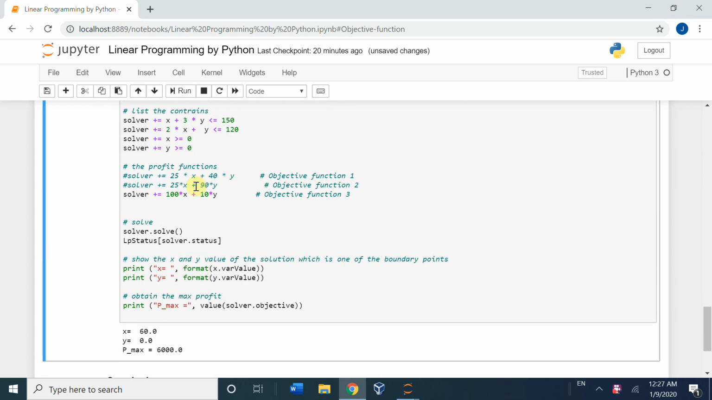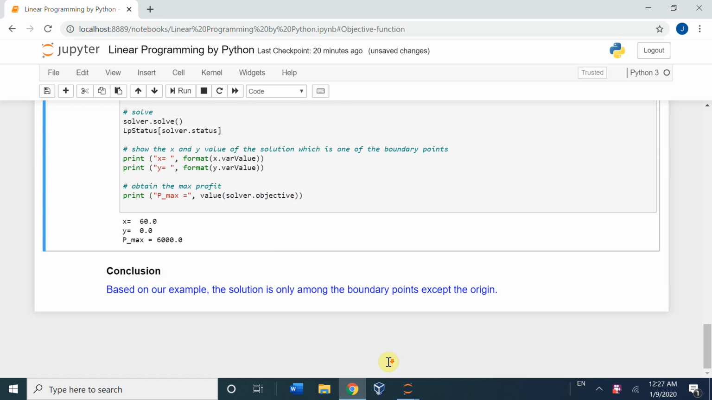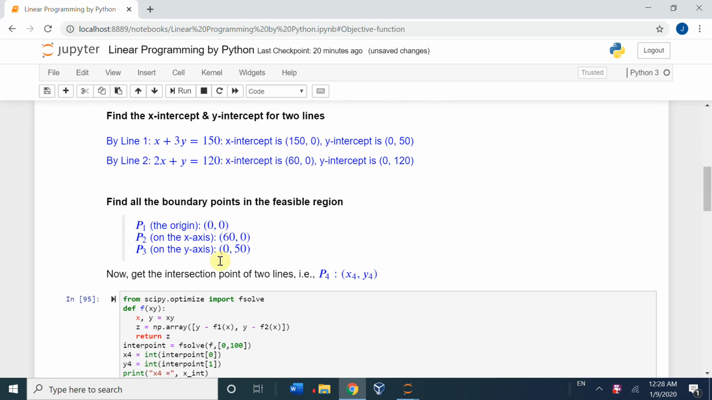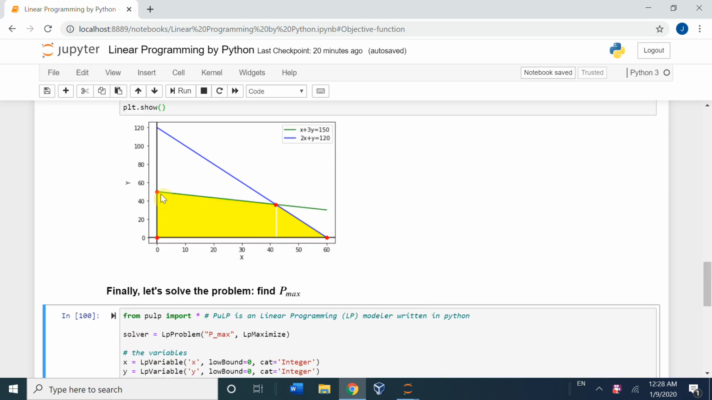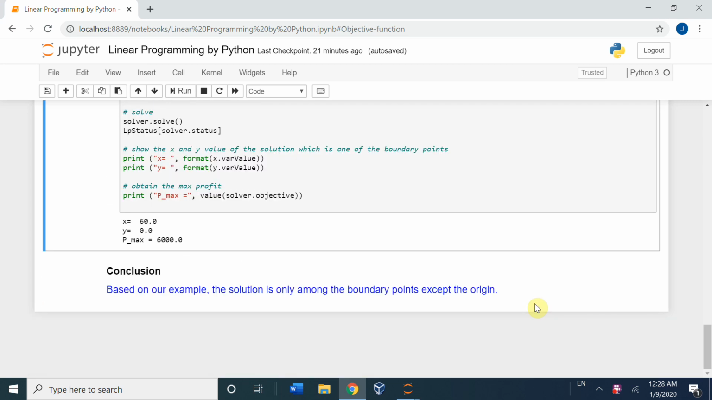You can play around by using different objective functions. No matter what function you use, for this example, our solution is only among those boundary points except the origin. So only this. I hope this video helps.